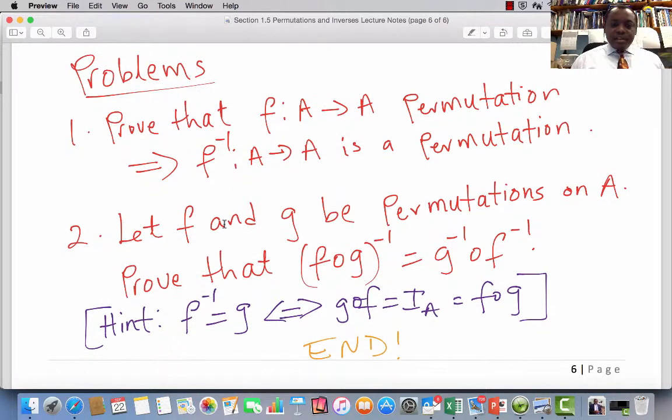Question number 2. Let f and g be permutations on A. I want you to prove that f composed with g inverse equals g inverse composed with f inverse. Hint on this one. Do not forget that F inverse equals G if and only if G composed with F equals IA equals F composed with G. Once more, for those taking the class with me, we would prove each of these in class.